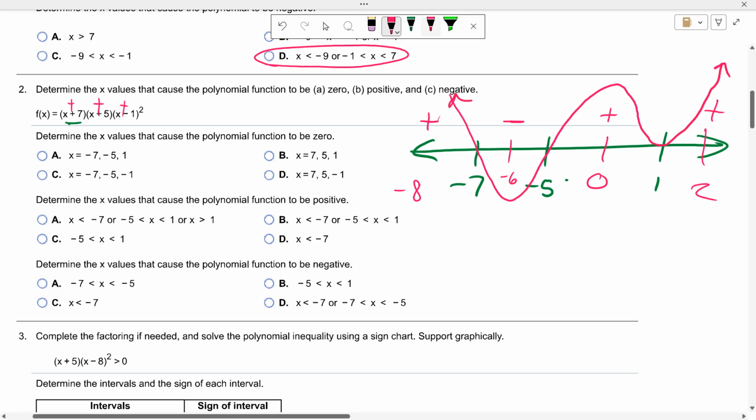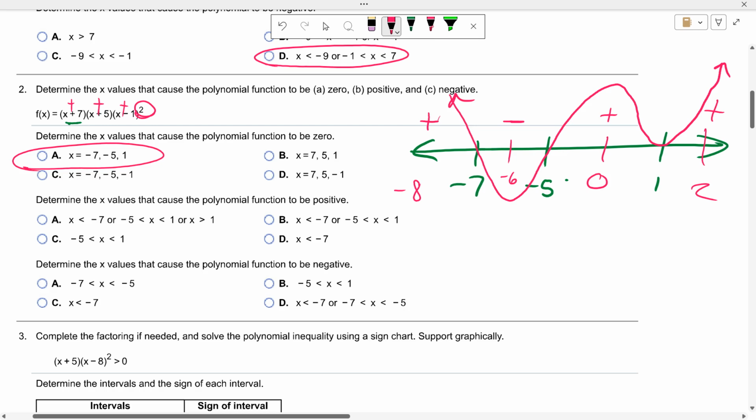bounces. Remember earlier this chapter we talked about it bouncing? When it's a double root, it bounces. When it's an even power root, it doesn't cross, it bounces there. Okay? It crosses when it's an odd powered root, and an even powered root, it bounces. Okay. So, where are the zeros? Well, -5, -7, and 1.